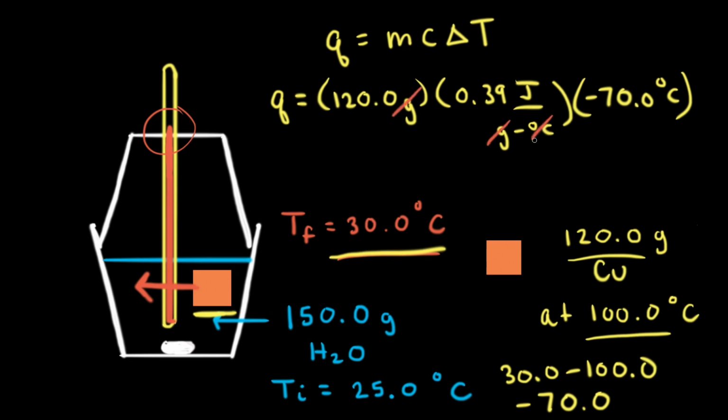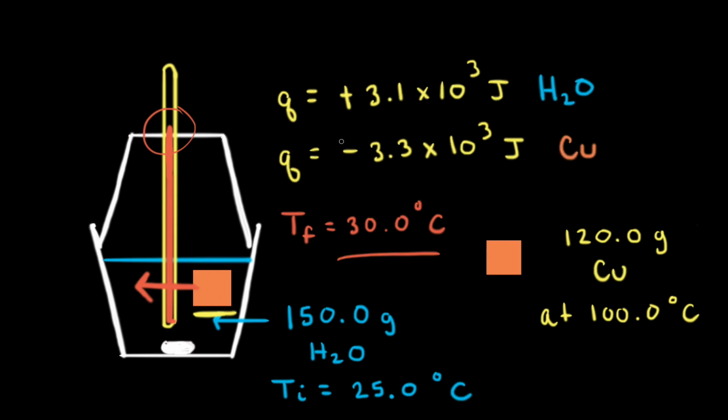Once again, we see what cancels for our units. Grams will cancel, degrees Celsius will cancel, and our answer will be in joules. So Q is equal to, using two significant figures, negative 3.3 times 10 to the third joules. And this negative sign means this is the energy that was lost by the copper.